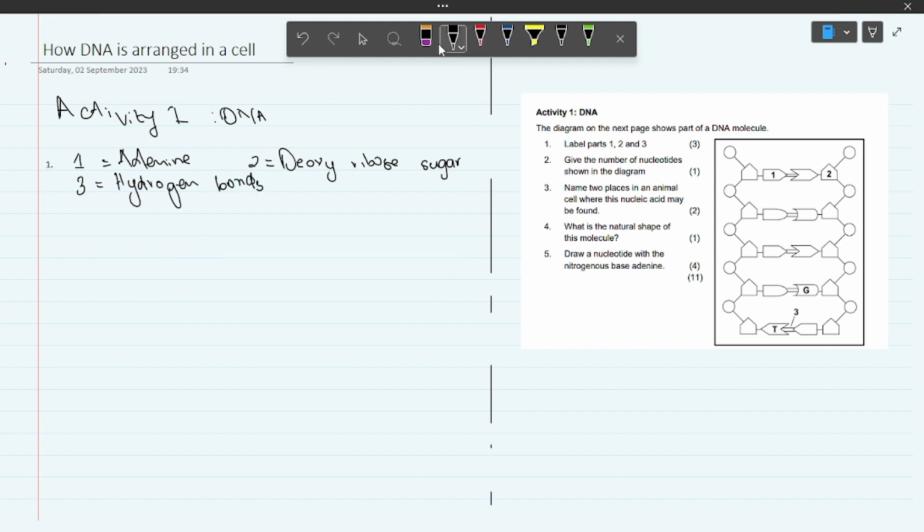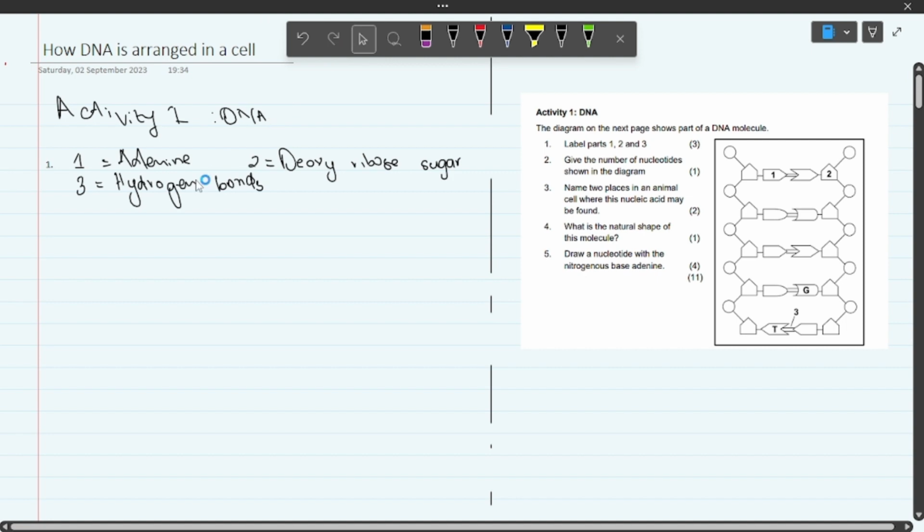All right, so let's move on to our next question. So our next question says, give the number of nucleotides shown in the diagram. Okay, so the number of nucleotides, as I've said in the previous example, nucleotides are base pairs. They're always going in pairs, right?